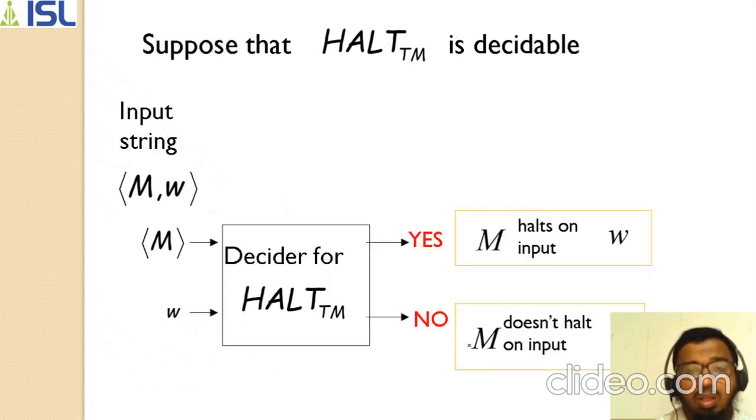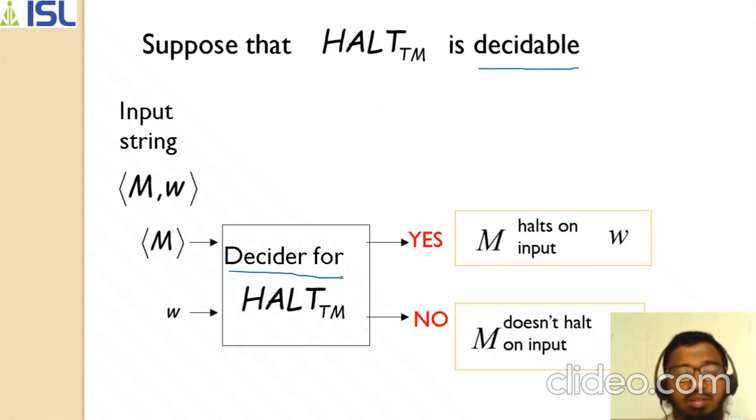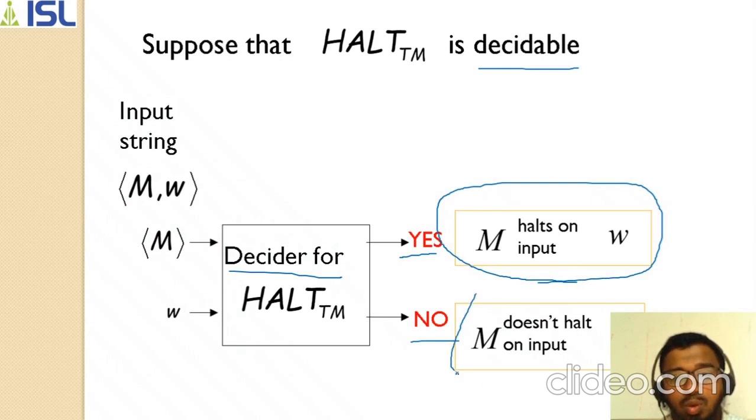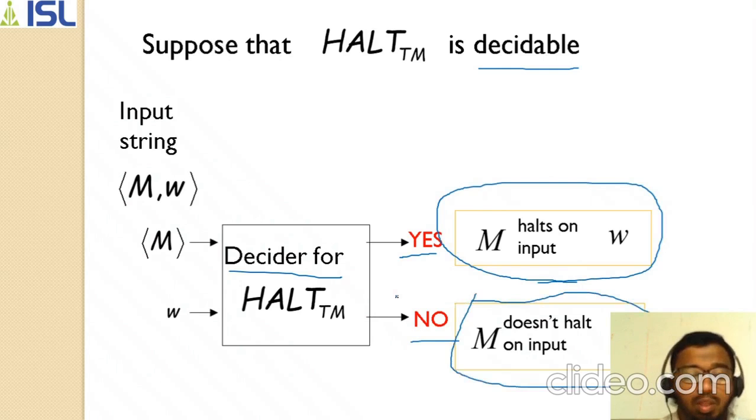Now suppose that HALT_TM is decidable, that means it is solvable. The input string is M and W, and the decider for HALT_TM answers yes or no: M halts on input W, or M does not halt on input W. With the help of the decider, we get the output yes or no.